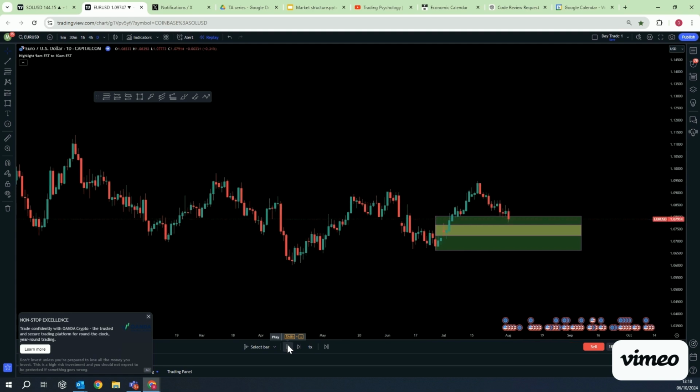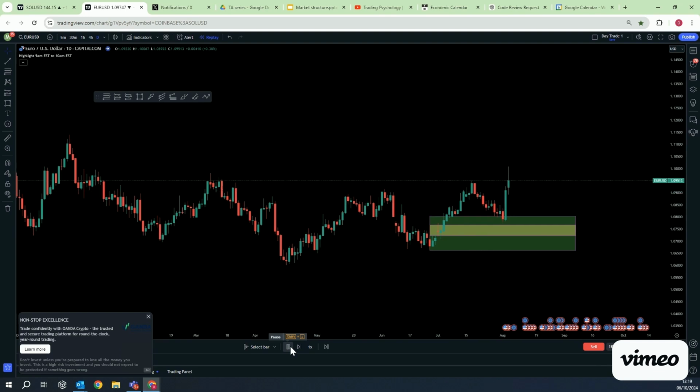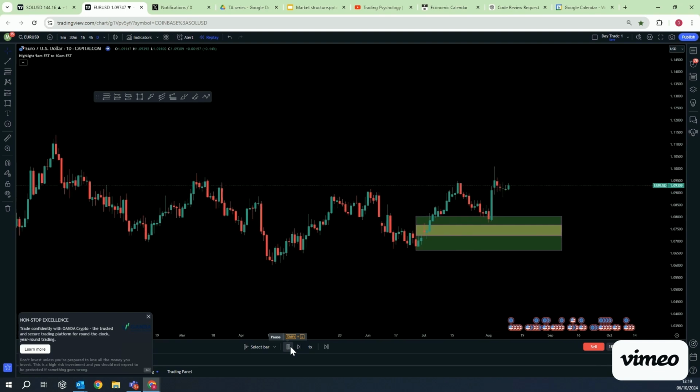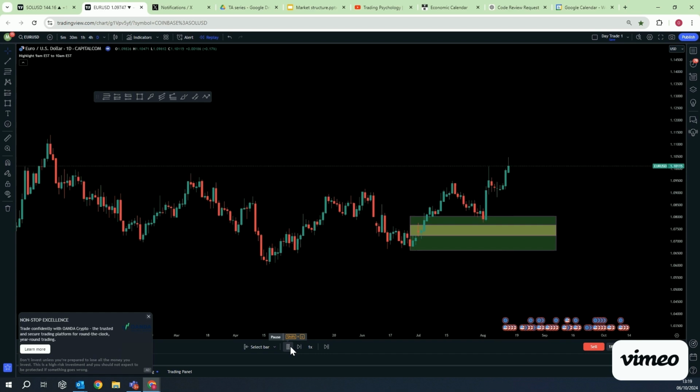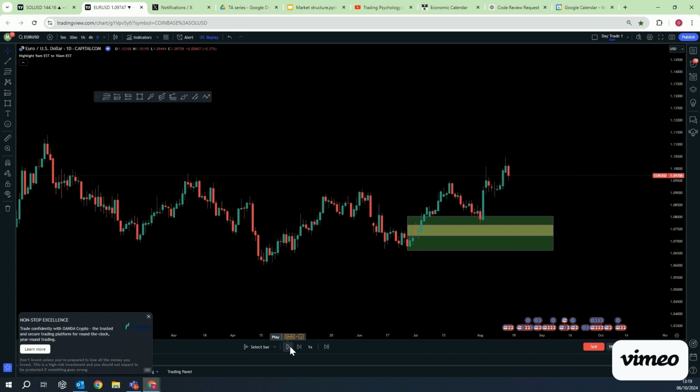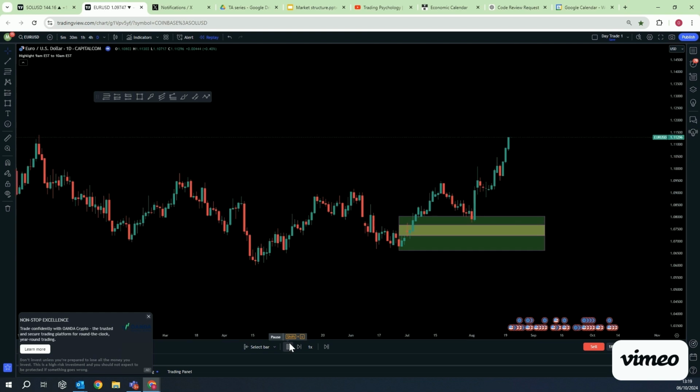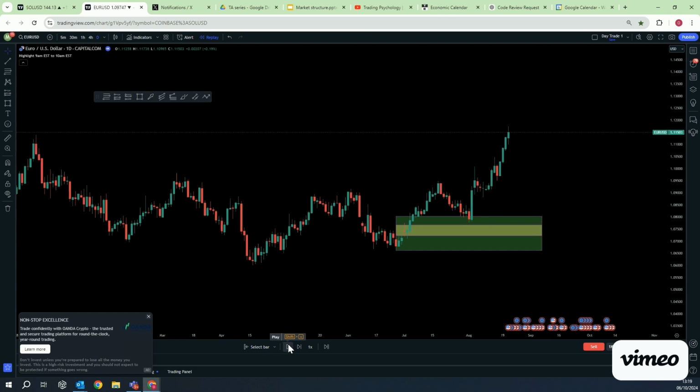There you go. It taps in, touches the 0.168, and then, oh wow, straight rejection off. And then we see it. Cool. Again, let's watch this play out. Yeah, so it keeps going up. So again, another example of the retracement tool working really effectively.